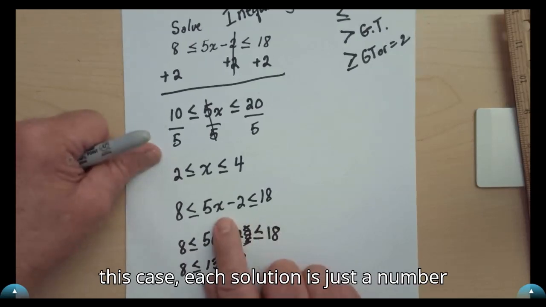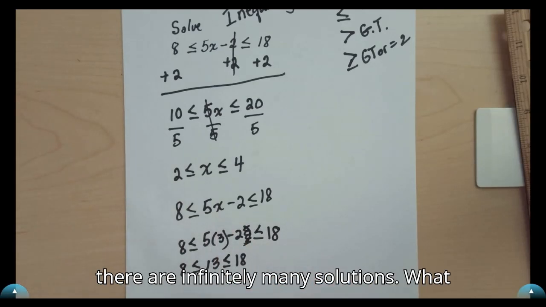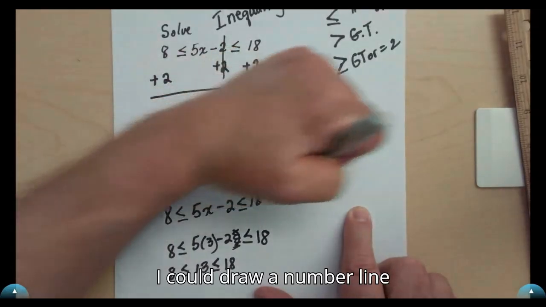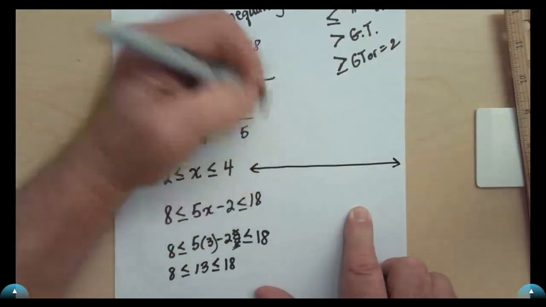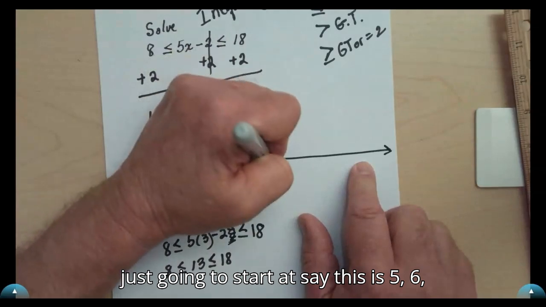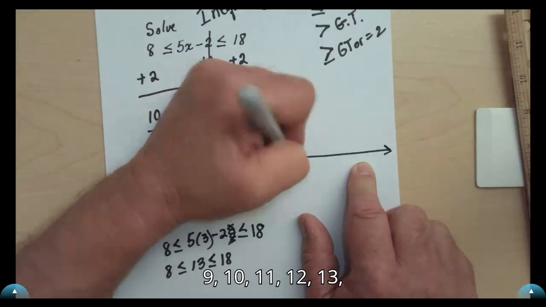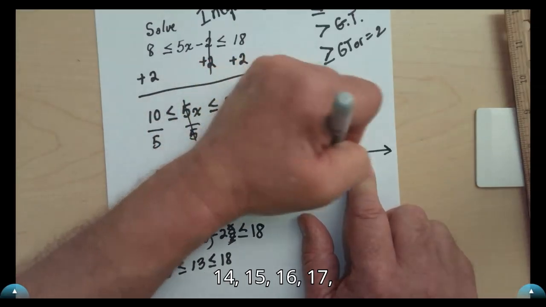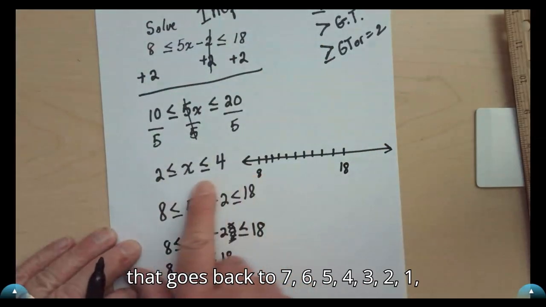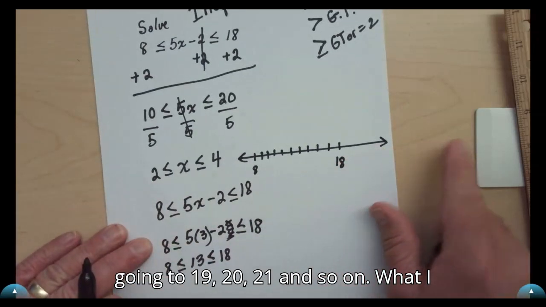Now, in this case, each solution is just a number because this just has one variable, but there are infinitely many solutions. What I could do is draw a number line. Somewhere back here, I'll start at, say, 8, 9, 10, 11, 12, 13, 14, 15, 16, 17, 18. And of course, that goes back to 7, 6, 5, 4, 3, 2, 1, 0, -1, and so on. And that keeps going to 19, 20, 21, and so on.